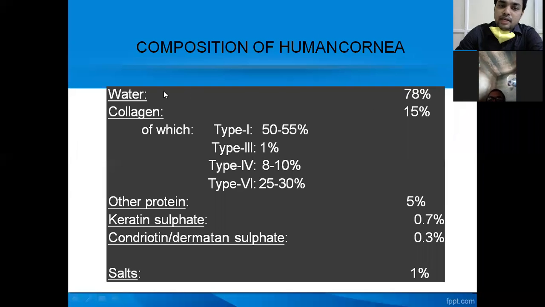Composition of the human cornea: it mainly consists of water, around 78%, and different collagen materials are present. Of these, type 1 is of higher concentration, around 50 to 55%. Type 3 is around 1%, type 4 collagen is around 8 to 10%, and type 6 is around 25 to 30%. The remaining constituents of the human cornea are proteins, around 5%. Keratan sulfate is around 0.7%. These are proteoglycans, around 0.7 to 0.3%, and the remaining 1% is occupied by salts.